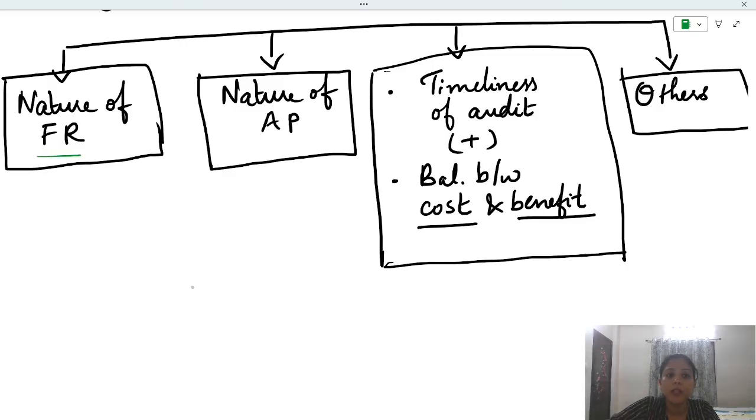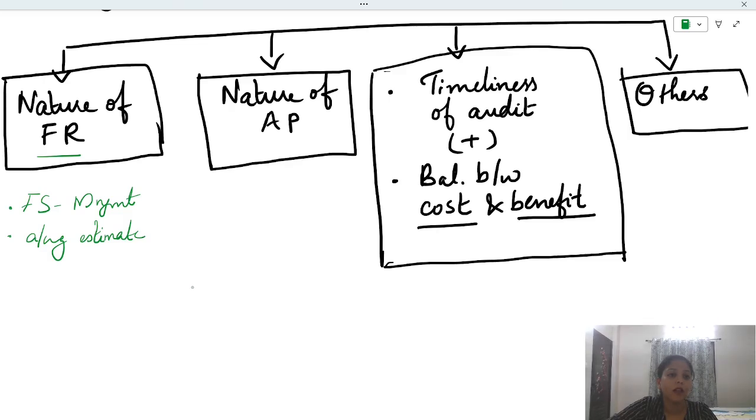Who is doing this financial reporting? Who is preparing this FS? Management. So management is preparing the FS and they may be taking a lot of decisions in preparation of FS or in selection of an accounting policy. Say for example, accounting estimate.